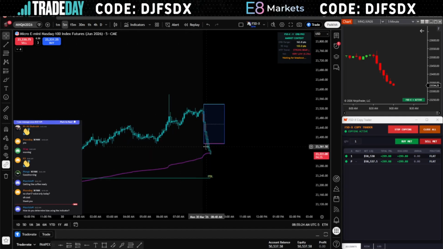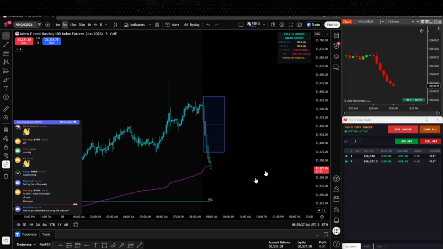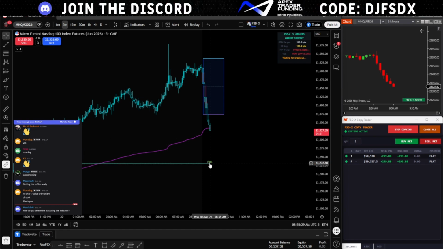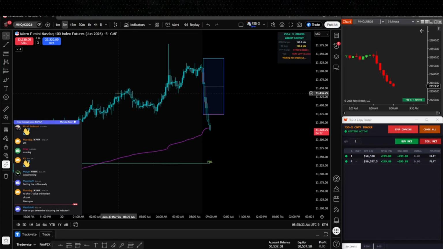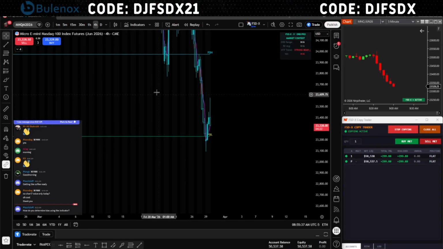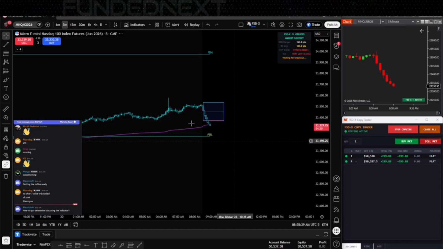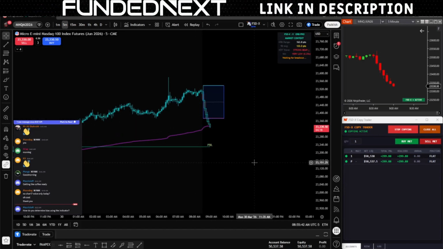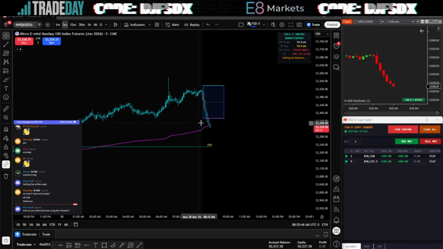Yeah, you could have taken this trade. You take it to previous day low. Definitely could have taken this trade. If VWAP was up here and we would have closed through it, it would have been a valid trade.